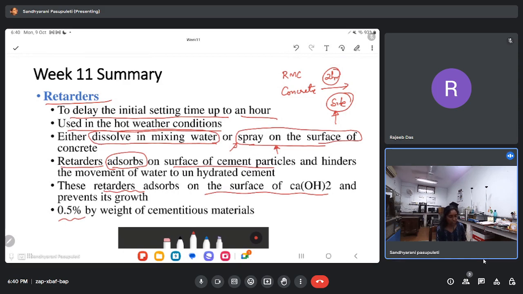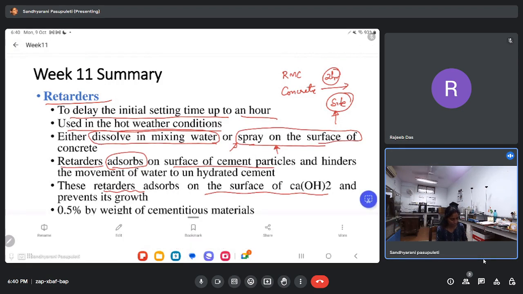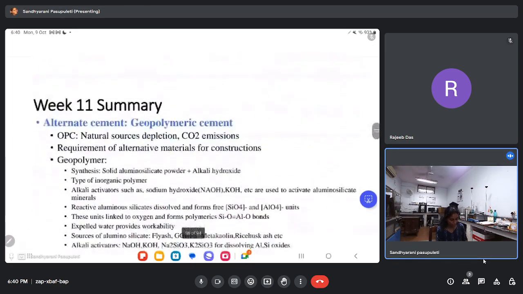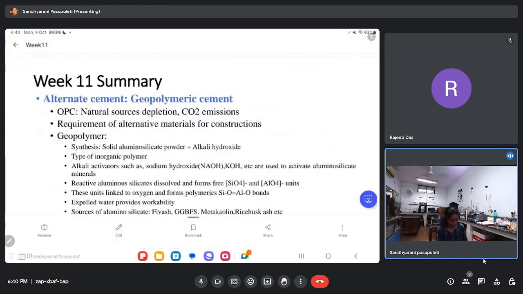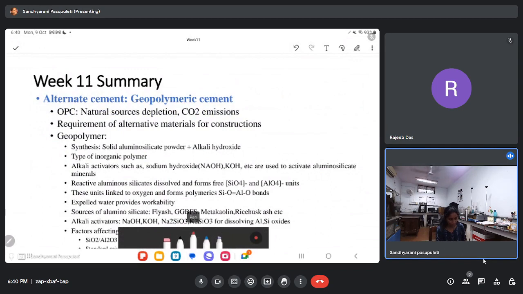When I say cementitious material, it is not just cement. Let us say if I am going to add some fly ash along with the OPC, then the amount of cement present plus the amount of fly ash together is called the cementitious material. Thereby 0.5 percent of this cementitious material would be used as a retarder. So these are the kinds of admixtures and also some pozzolanic materials.